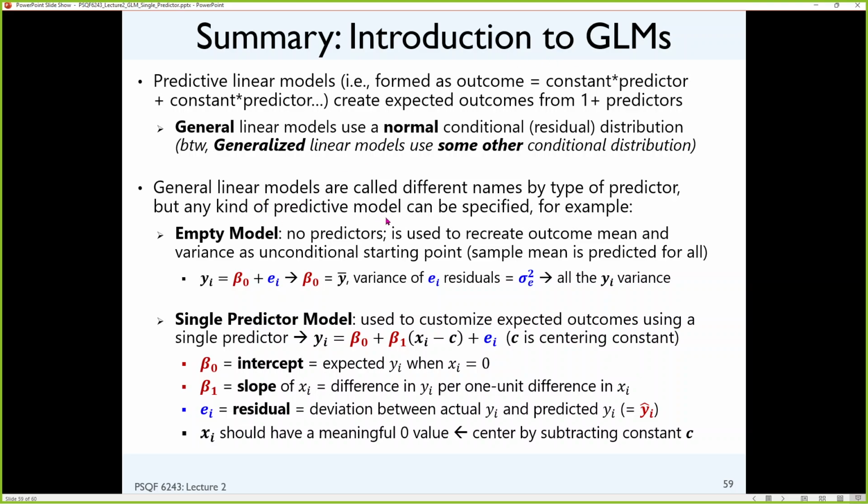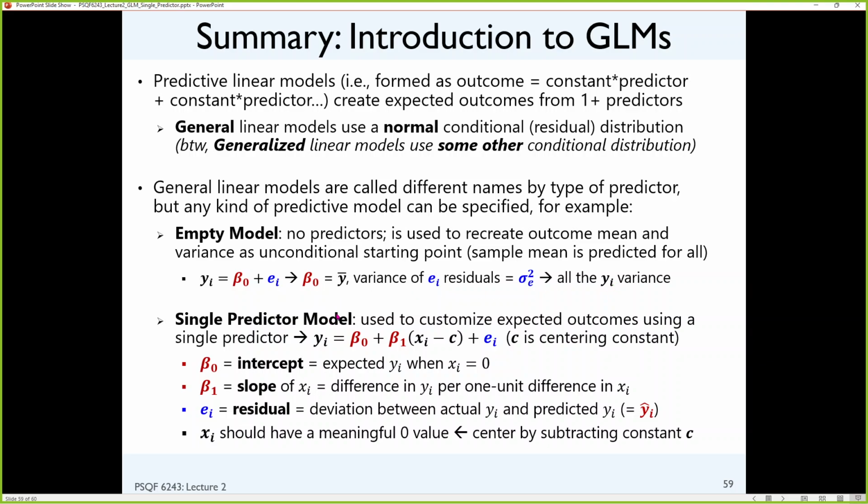General linear models are often called by different names based on what kind of predictor they have, but that's an artificial distinction. So we started with an empty model with no predictors. That's for pedagogical purposes. The idea is that if we have nothing predicting it, y and e give us the same information. E is how far off from the mean we are.